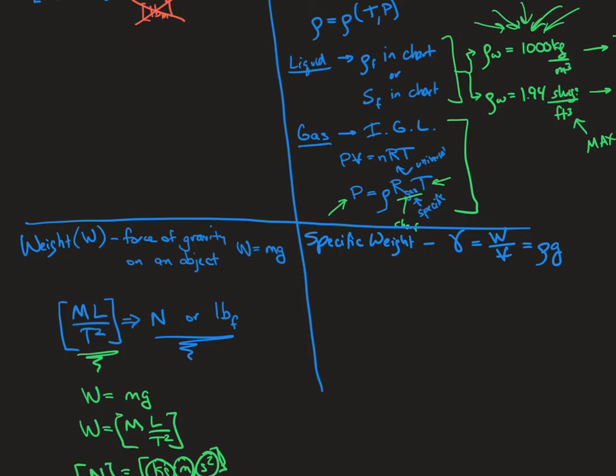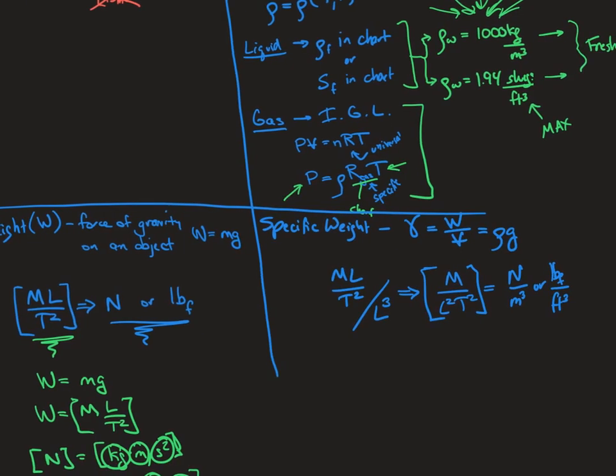So I can take what we had over here, mass length over time squared, so that's the weight, and I'm going to divide that by the volume, which is length cubed. And so I can say that this is measured in units of mass per length squared time squared. Depending on what system you're in, that will come to newtons per meter cubed or pounds force per foot cubed.